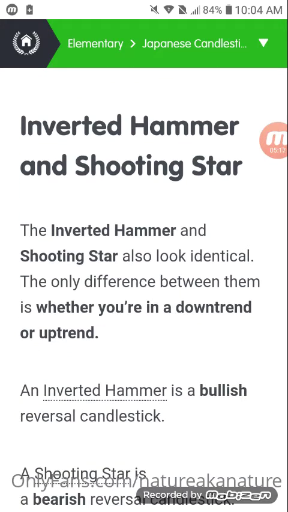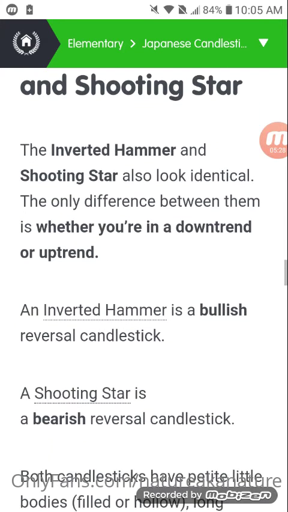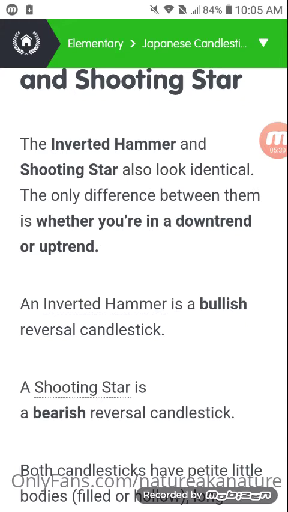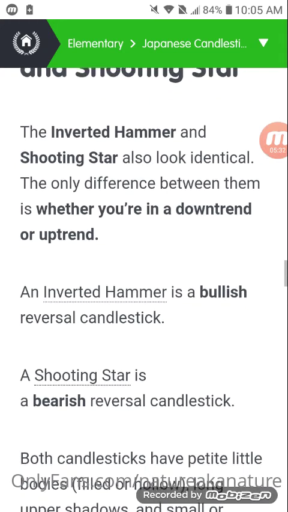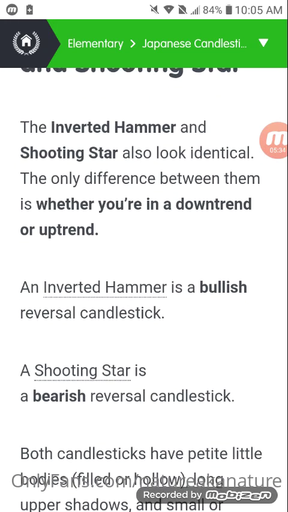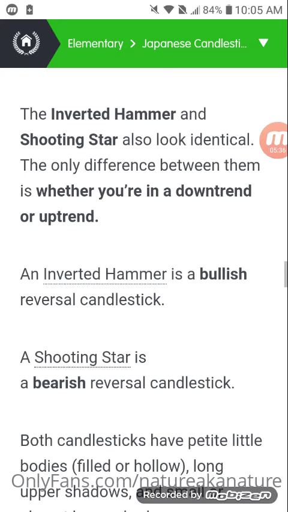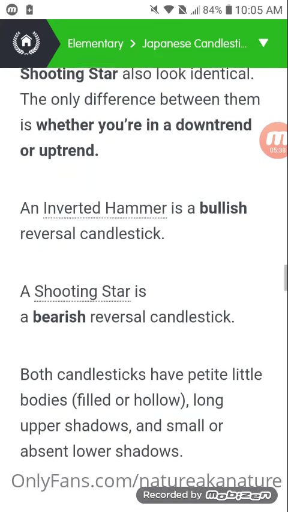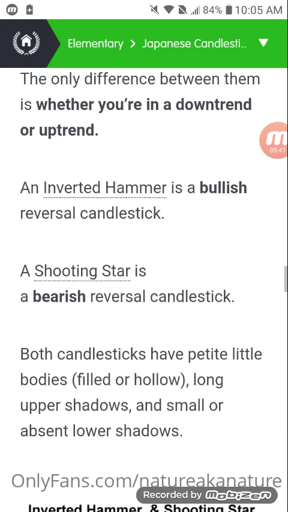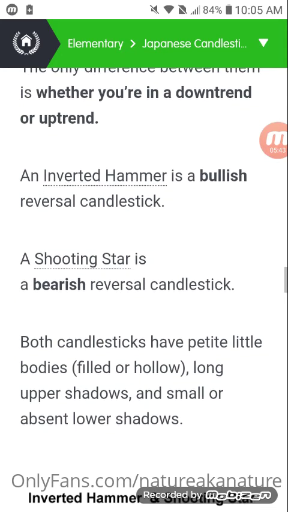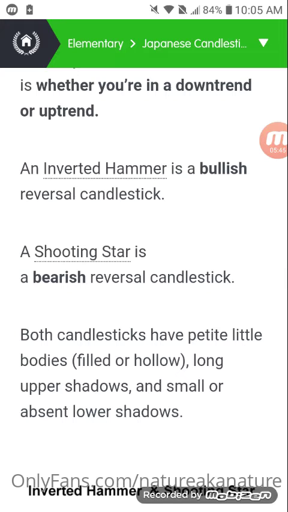The inverted hammer and shooting star also look identical. The only difference is whether it's on a downtrend or an uptrend, just like the hammer and the hanging man. The inverted hammer is a bullish reversal candlestick, and the shooting star is a bearish reversal candlestick. Shooting star is bearish, meaning it's going down. Shooting star, shooting down. And inverted hammer is a bullish reversal candlestick.